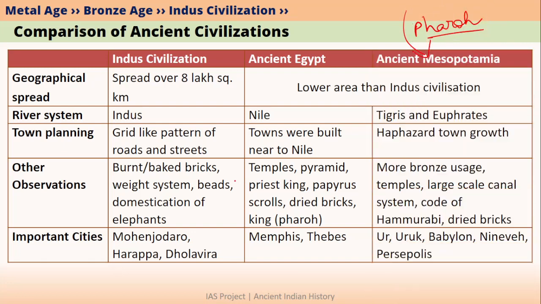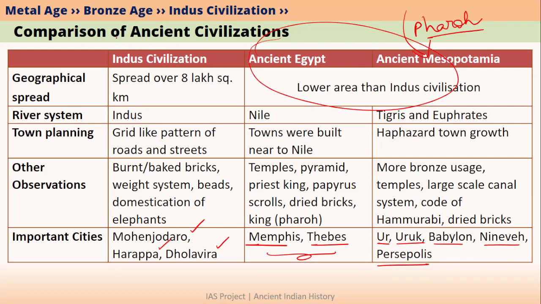Now let's talk about some of the important cities of Indus civilization, ancient Egypt and ancient Mesopotamia. In Indus civilization, we already know Mohenjo-daro, Harappa, Dholavira, Rakhigarhi, Kalibangan, Ganweriwala, Lothal and other important cities. In ancient Egypt, Memphis and Thebes are basically the most important cities. In ancient Mesopotamia, we have cities like Ur, Uruk, Babylon, Nineveh and Persepolis. So kings were ruling both ancient Egypt and ancient Mesopotamia. However, kings were probably absent in Indus civilization.